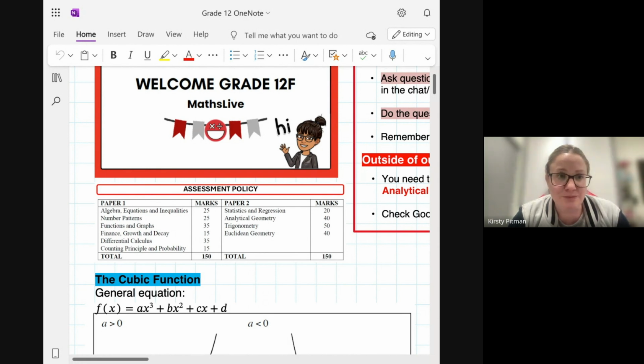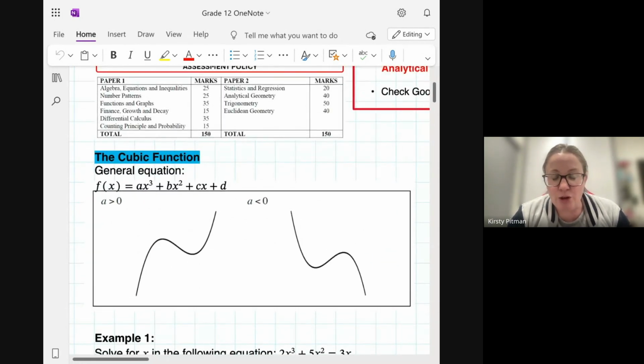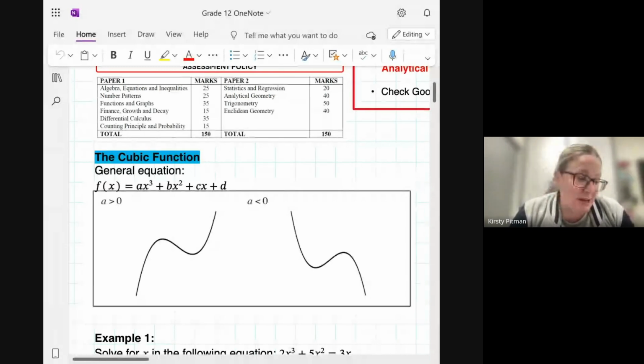Okay. All right. So first of all, if I'm looking at the cubic function, the general equation for a cubic function is f of x is equal to ax to the power of 3 plus bx to the power of 2 plus cx plus d. That's the general equation, also sometimes known as the standard equation as well. Your teachers, you might have heard them say that before, but that is the equation that we're looking at.